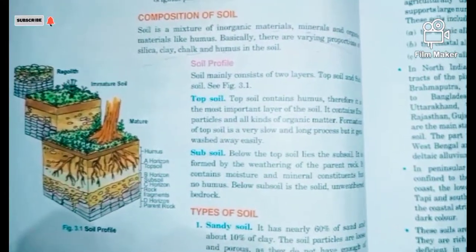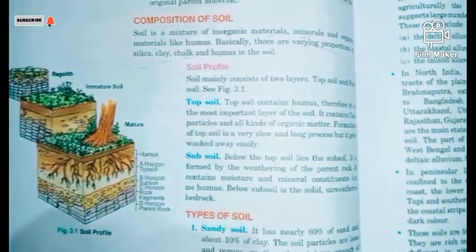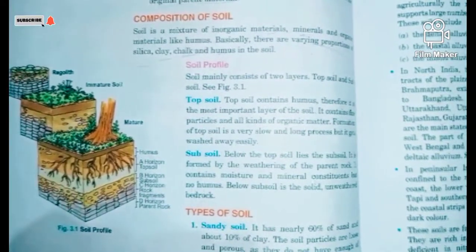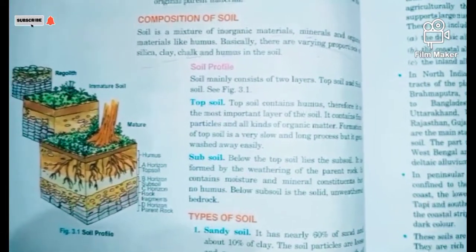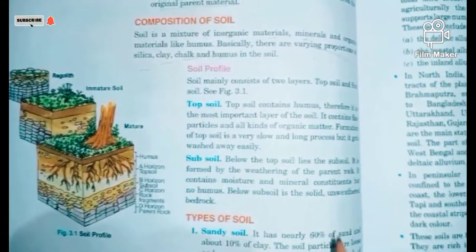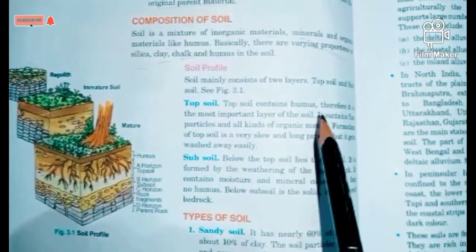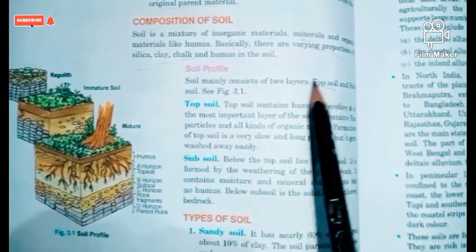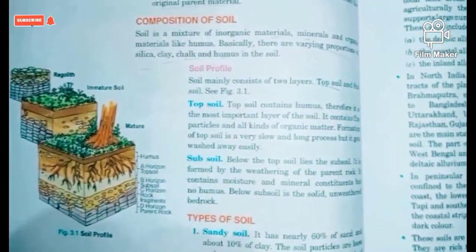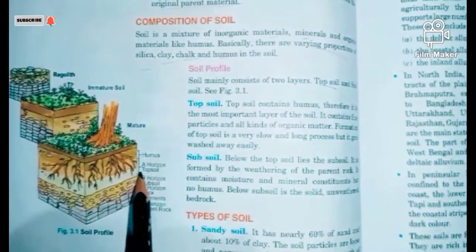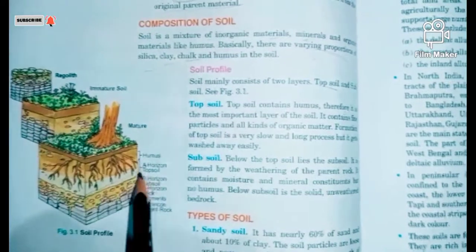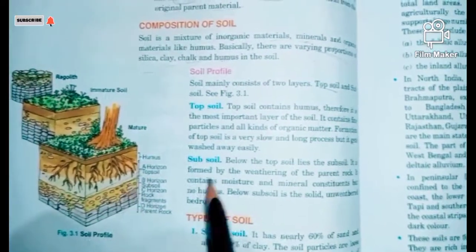So it is not the same everywhere. There are varying proportions of these compositions in soils, so we can see the soils are different everywhere. Mainly speaking, the profile of the soil consists of topsoil and subsoil. Here in the diagram also we can find it. So here it's a topsoil, below that it is a subsoil.